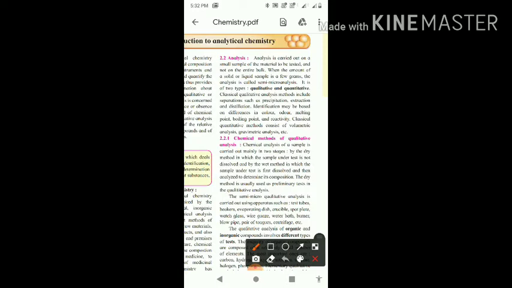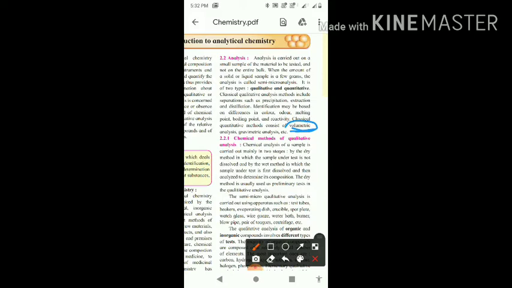After qualitative analysis, quantitative analysis consists of two basic methods, out of which the first one is volumetric analysis and the second one is gravimetric analysis. Now we will first discuss volumetric analysis. What exactly is volumetric analysis? It is the type of analysis in which the amount of a substance is determined by measuring the volume that it occupies. As its name indicates, we have to measure the volume.